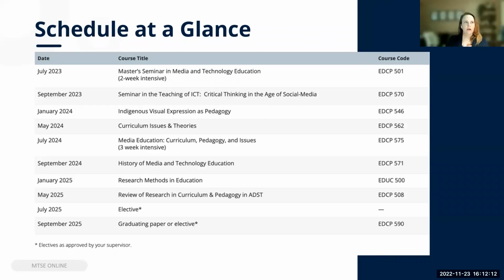So at a glance, these are the courses that are currently planned. We will start off in July of 2023 with a 2-week intensive seminar class to really kick things off. We'll be meeting probably every day by Zoom, and it's meant to be 3 credits in 2 weeks. So it will be quite intensive, but I think it will help prepare you for the next steps.